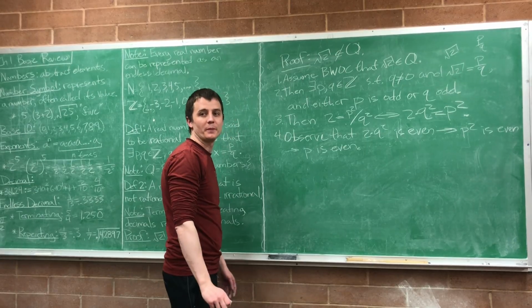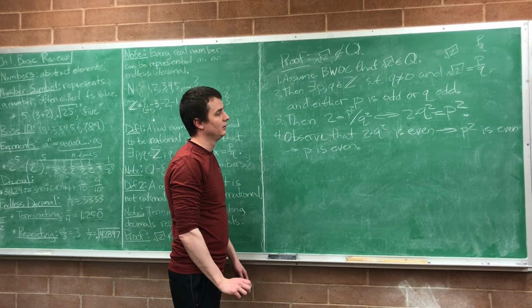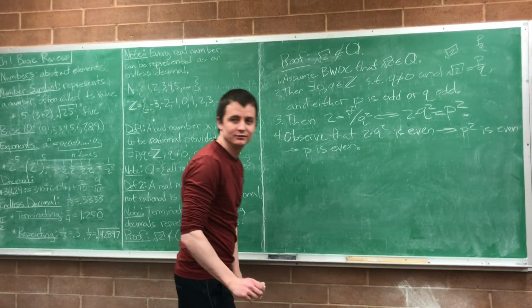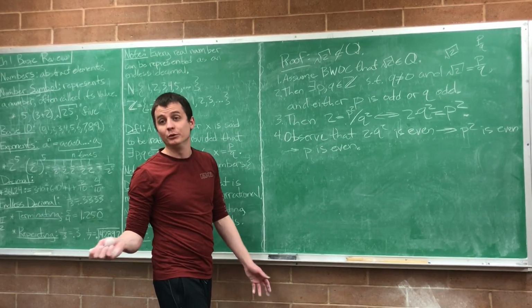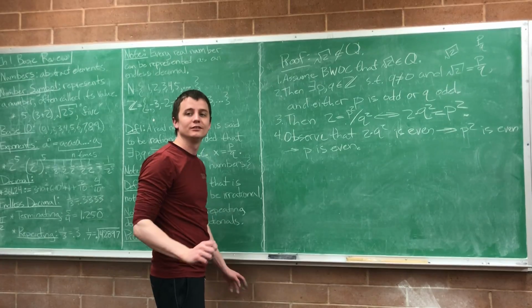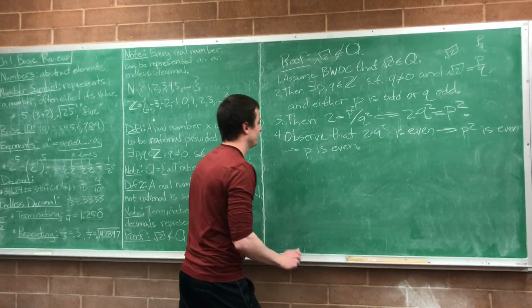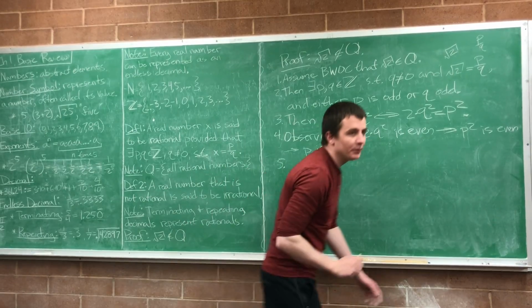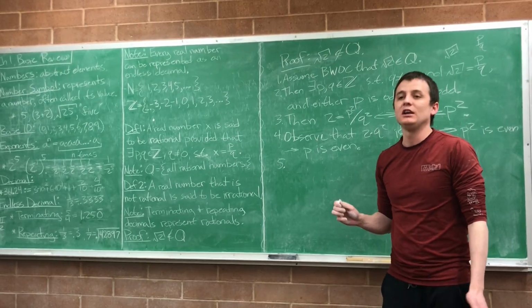Would that imply that q is odd? Oh, well, we'll get there. And in fact, it's going to imply that q is even. And that's going to be our contradiction. Oh, I see. Yeah, that's where we're going. So p is even. 5. Now, if a number is even, what does that mean?